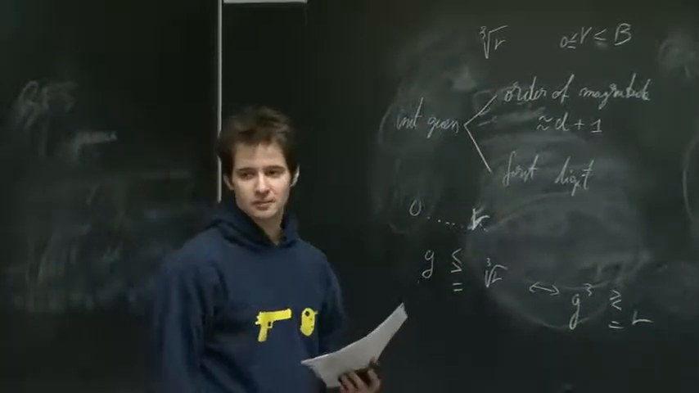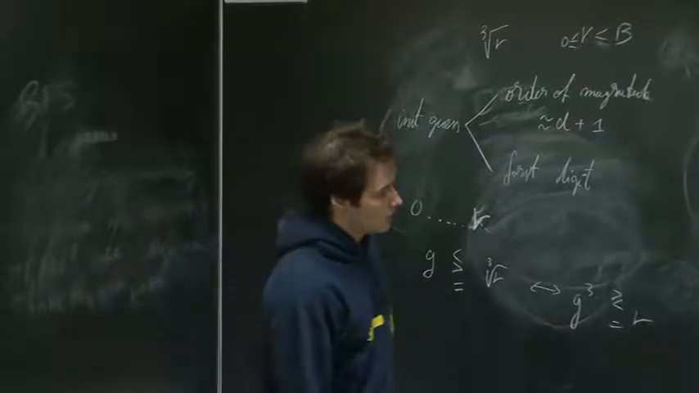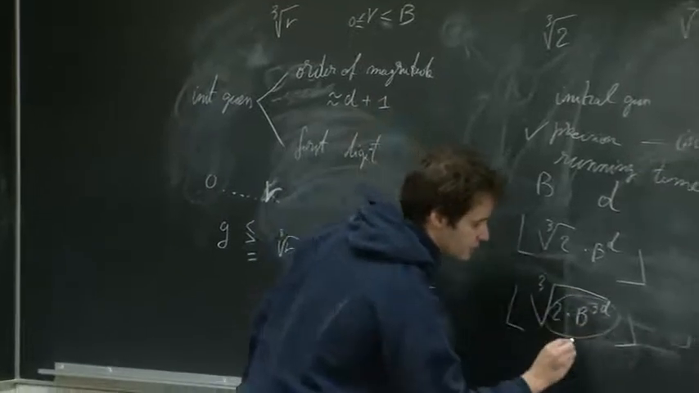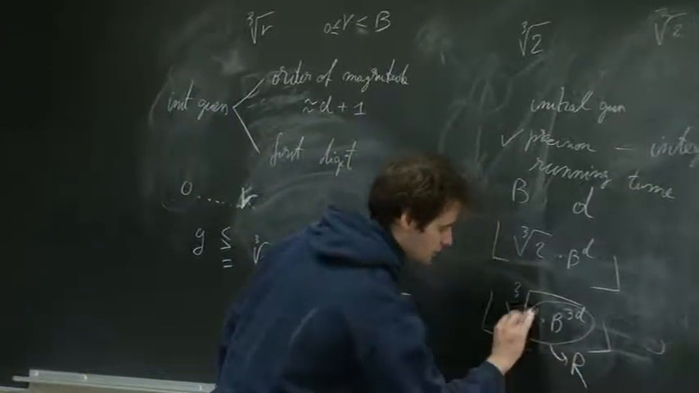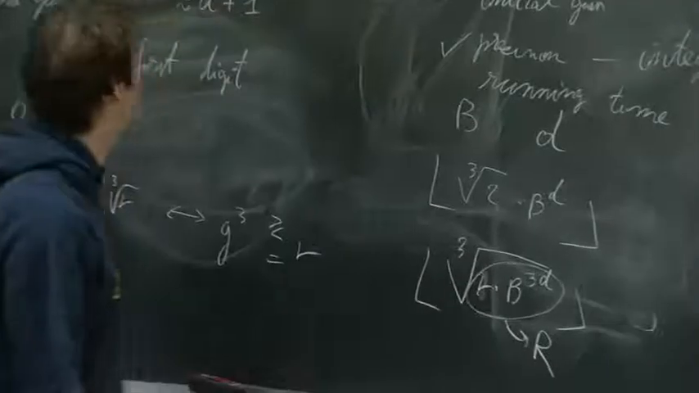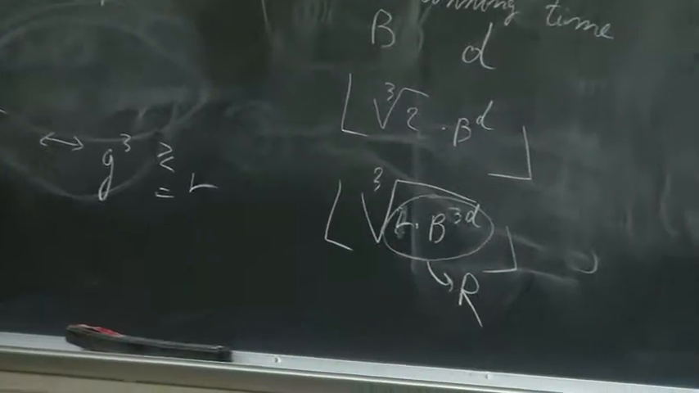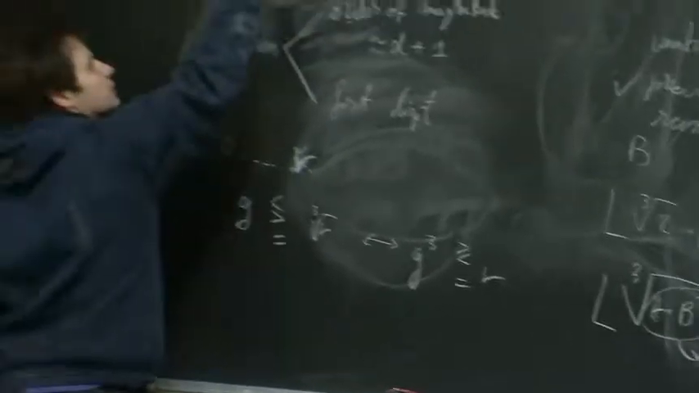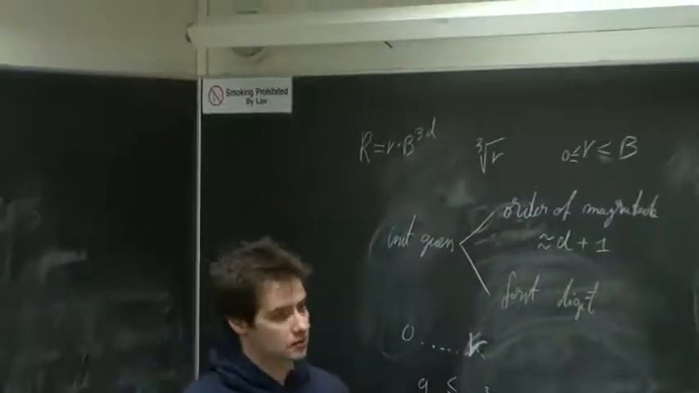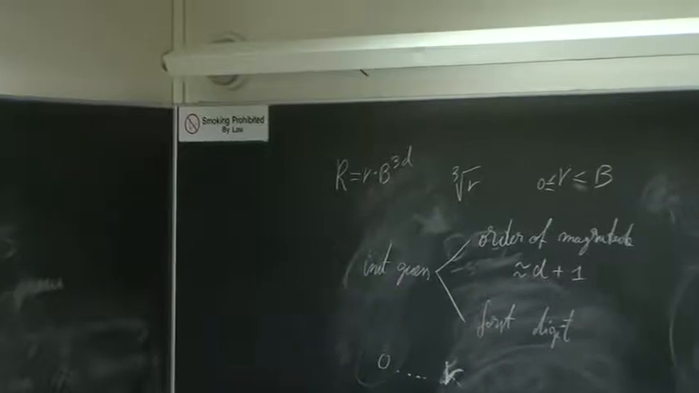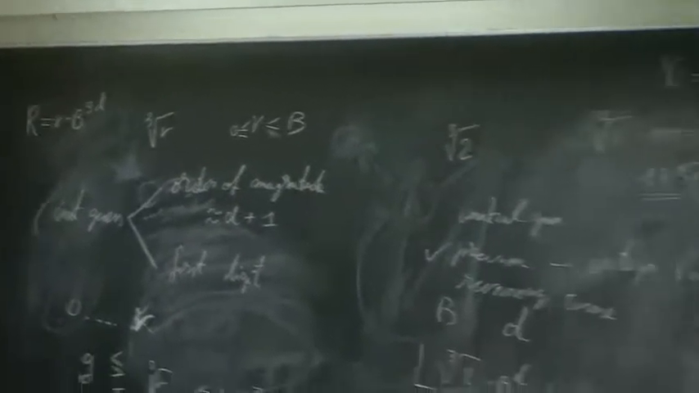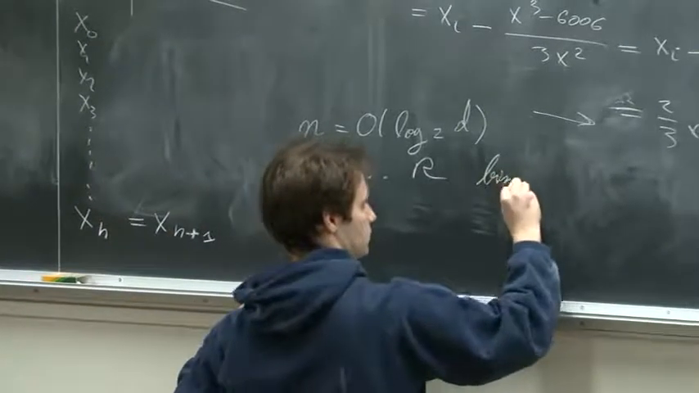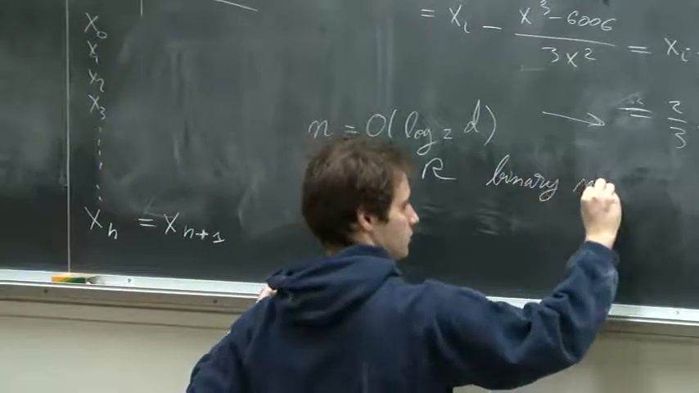What is the difference between big R and little r? Big R is, oh, I didn't write the big R. Big R is this guy here, and this is little r. Sorry, good question. Apologize for that. So R is little r times b to the 3d. Log R, log to the d. Oh, it's the same thing, right? I don't know why I did that.